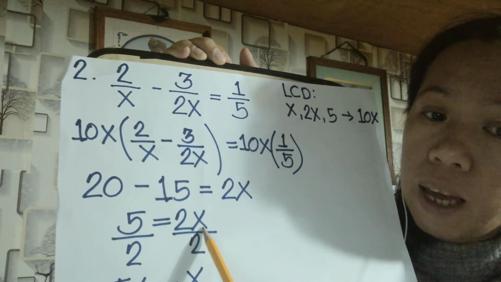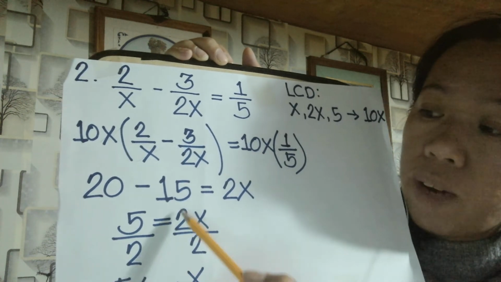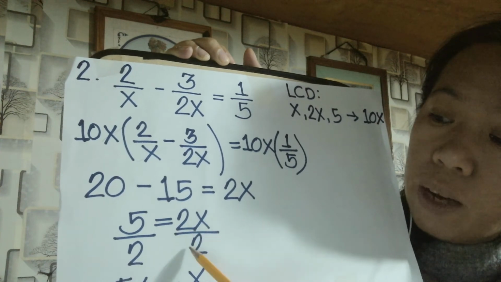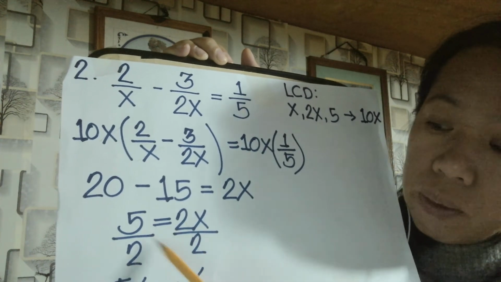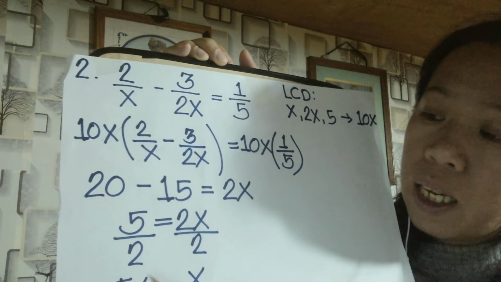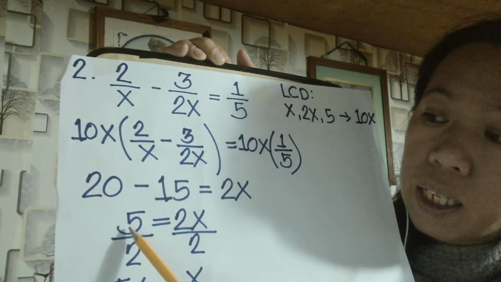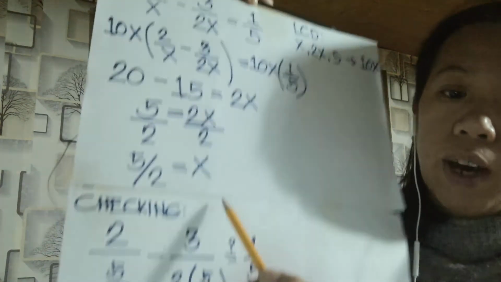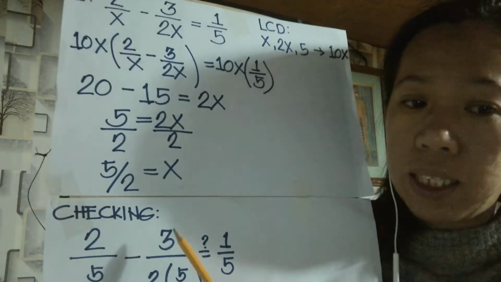And the next step is for us to divide both sides by 2. Okay, so this will now be cancelled. We are left with x. And on the left side is 5 over 2. So 5 over 2 now is the value of x.